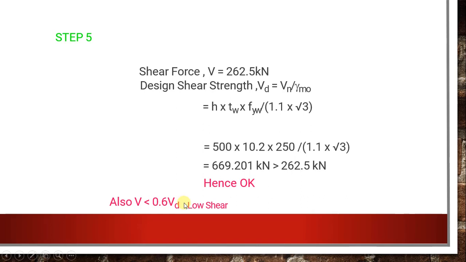This particular case is known as the low shear case. When the shear force is greater than 0.6 Vd, then we conclude it is a high shear case. So here in this case, the low shear case criteria is obtained according to the equation.